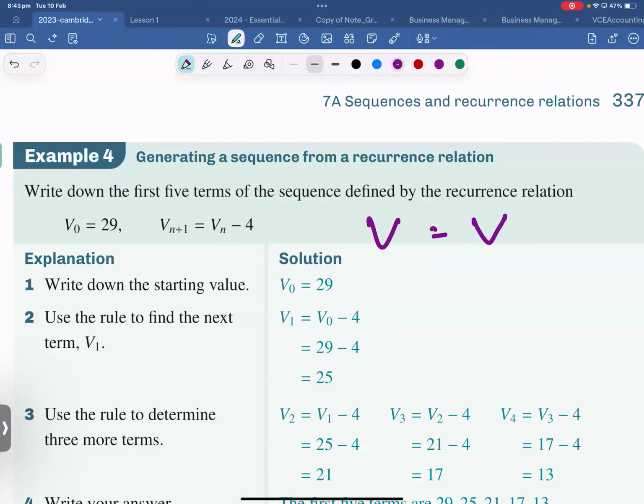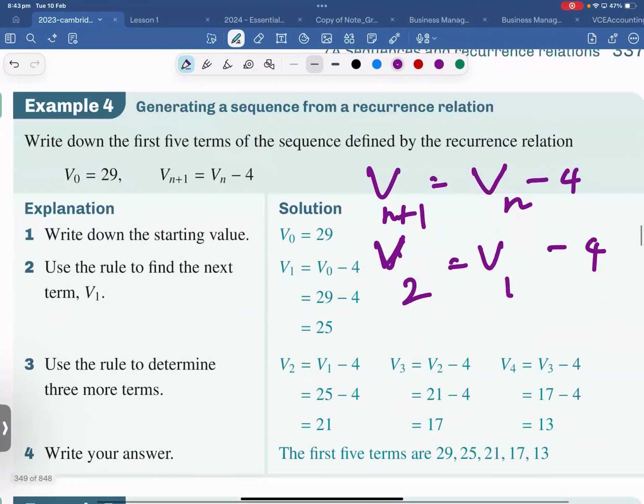Now let's say if it is like this, Vn minus 4 is Vn plus 1. So that means if Vn we are going to say it's 2, then Vn plus 1 is going to be 3. Yeah, minus 4, like that. We are going to find term 3 with term 2 take away 4. Otherwise, if you are going to find term 2, then it will be term 1 take away 4, right? Like that.